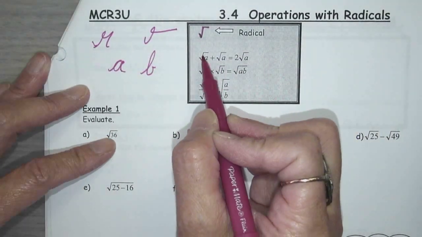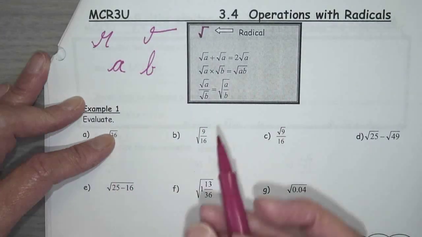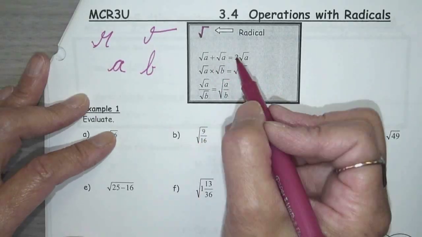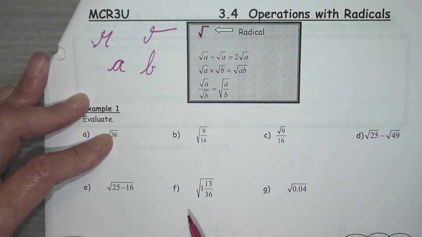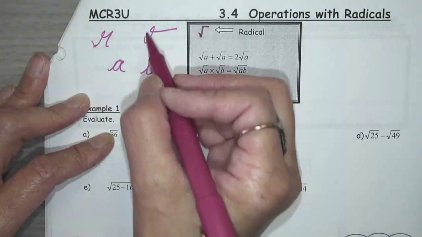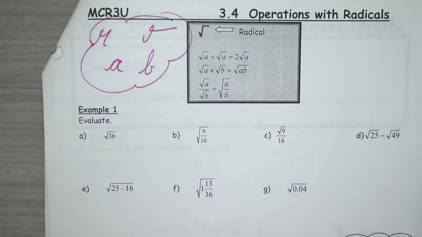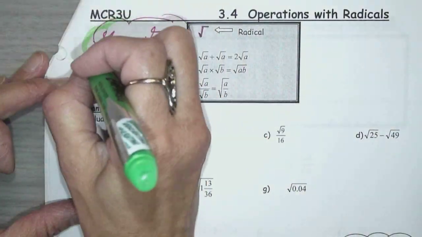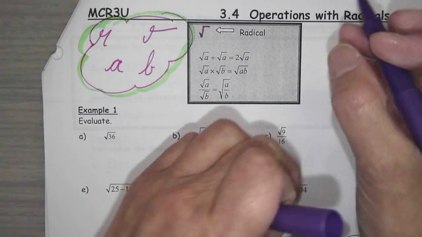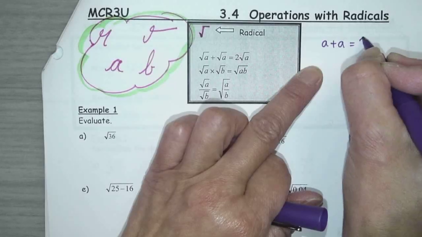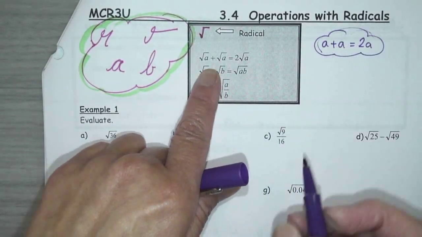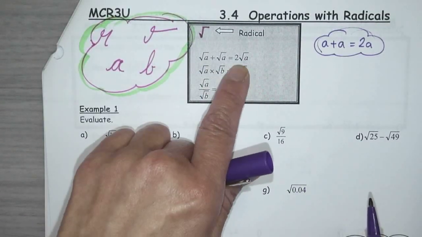So if I had the square root of A plus the square root of A, and I wanted to add those two together, square root of A plus the square root of A is 2 root A's. That makes sense? If I was to give you A plus A, you know that's 2A, right? So this is on the side, your brain going, oh, root A plus root A gives me 2 root A's.